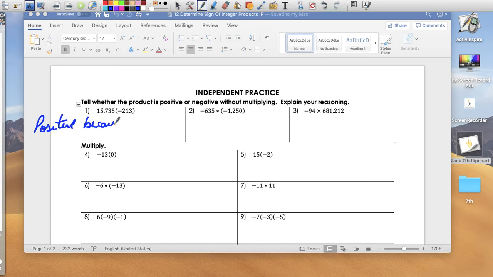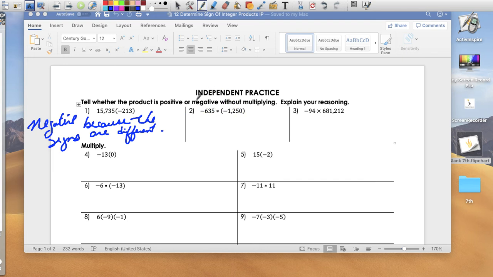because the signs are different, right? We talked about it. The signs are different. If you're multiplying a positive and a negative, you're going to get a negative. Oh, did I write positive? Sorry, I meant to say negative. So negative because the signs are different.